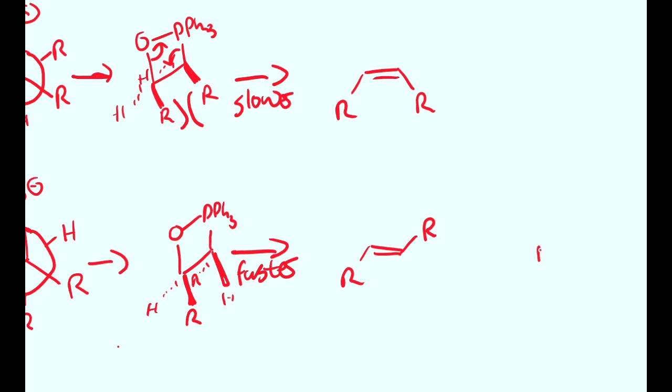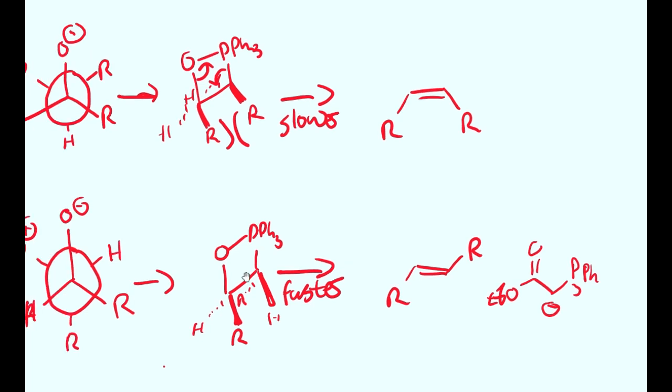An example of a stabilized ylid would, for example, be PPh3 connected to the carbanion with a carbonyl group next to it, or an ester group, for example. So this is the way in which we can determine what the stereochemistry of our Wittig reaction product is going to be.